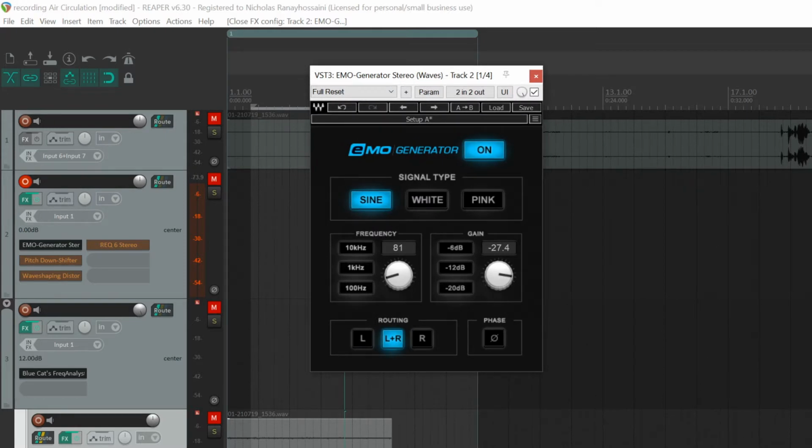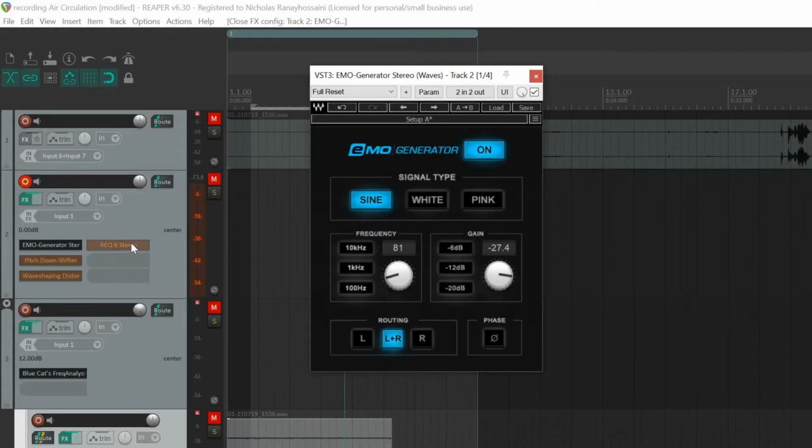This is just a basic signal generator, generates sine waves, white noise, or pink noise. I have it set here to generate an 81 hertz sine wave, and that's really the root of the sound. Moving on to the pitch downshifter, which is next in the signal chain.